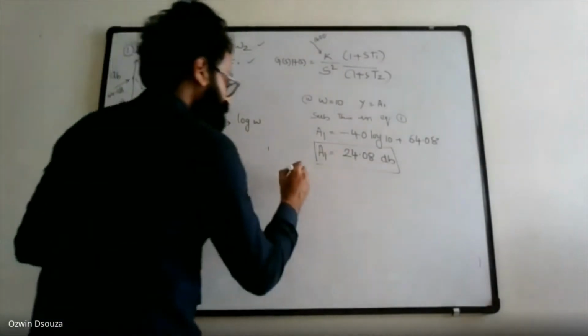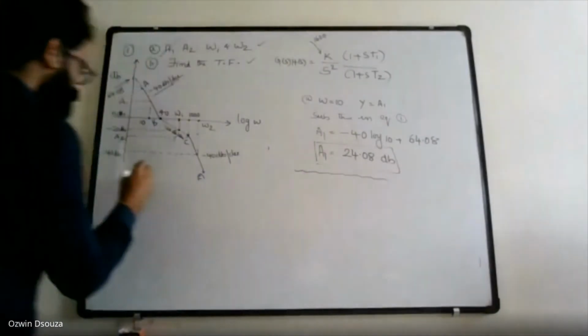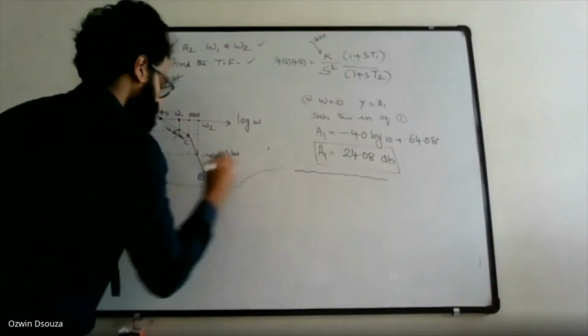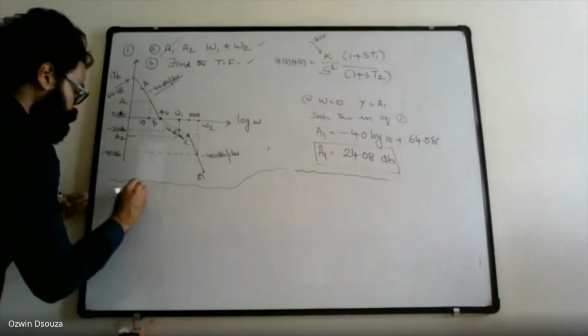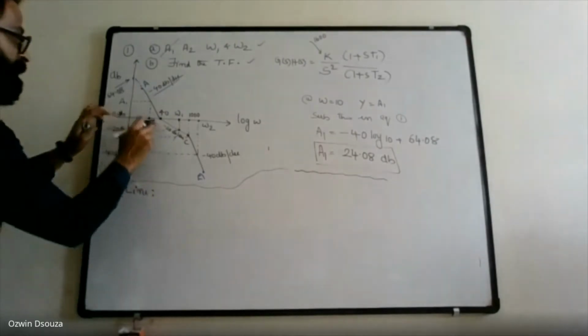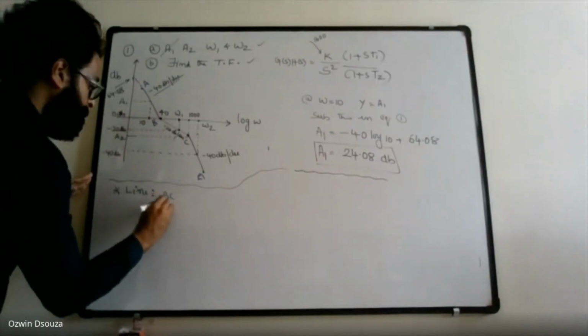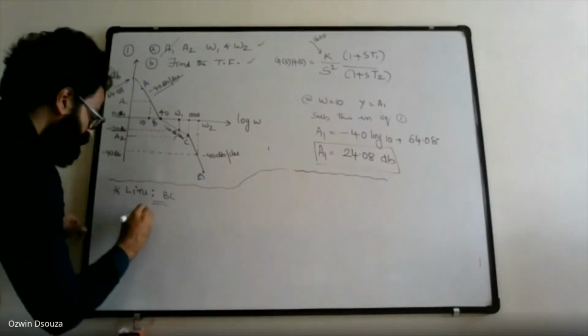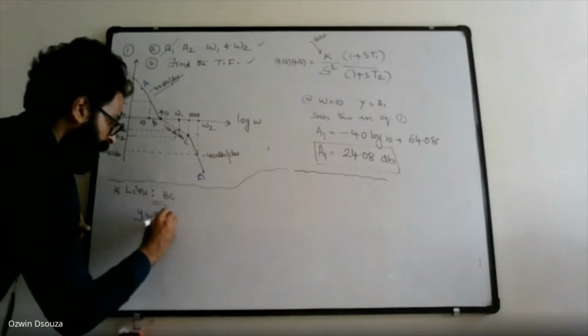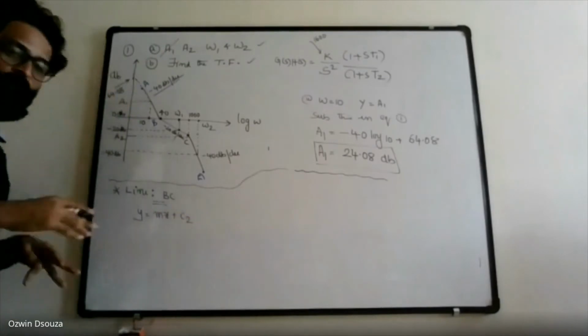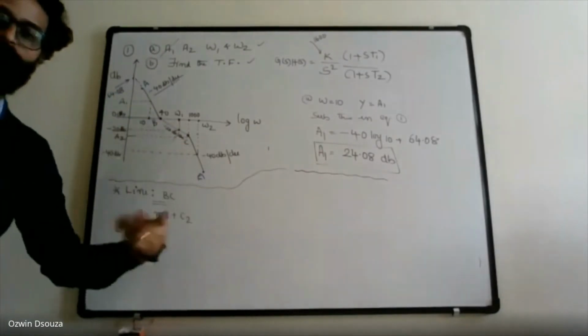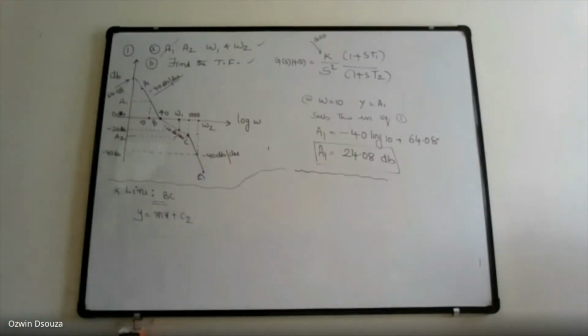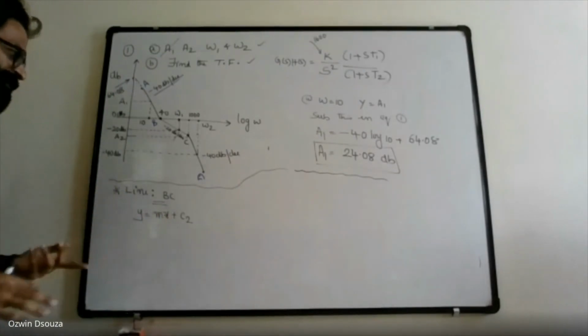All right. Now let us go to the different line. Let's go to the second line, that is line BC. Let us write the equation for line BC. So the general form is y is equal to mx plus c2. Why c2? Because it's a different line, so a different line will have a different constant. So let's take that constant as c2. Let us determine what is c2.